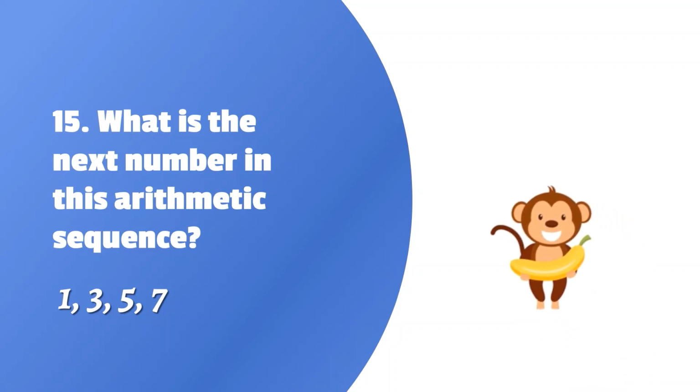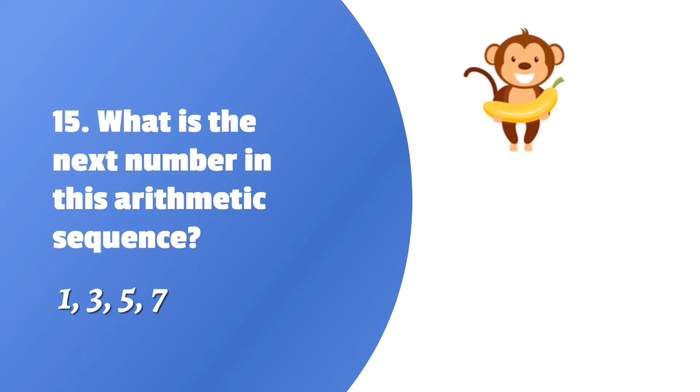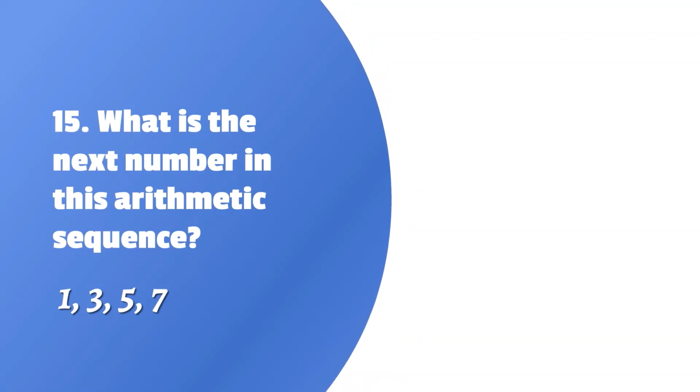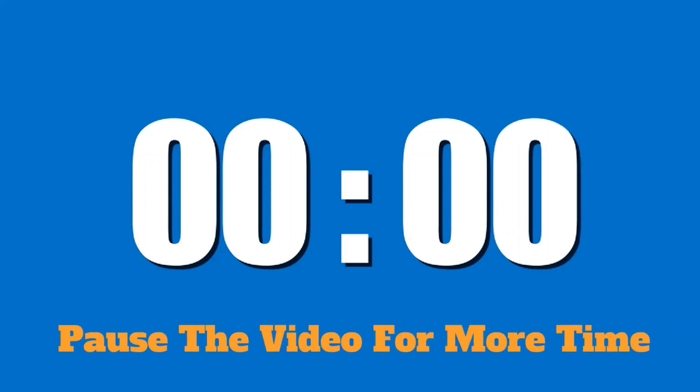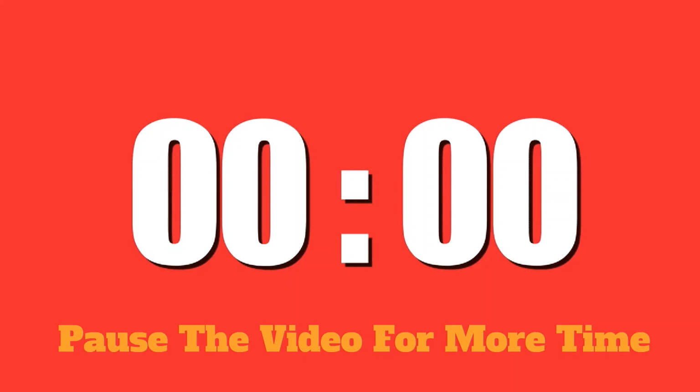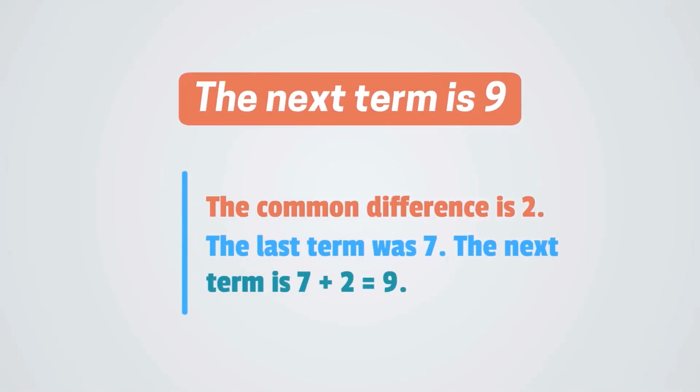Number 15. What is the next number in this arithmetic sequence? 1, 3, 5, 7. Pause the video for more time. The next term is 9. The common difference is 2. The last term was 7. The next term is then 7 plus 2, which is equal to 9.